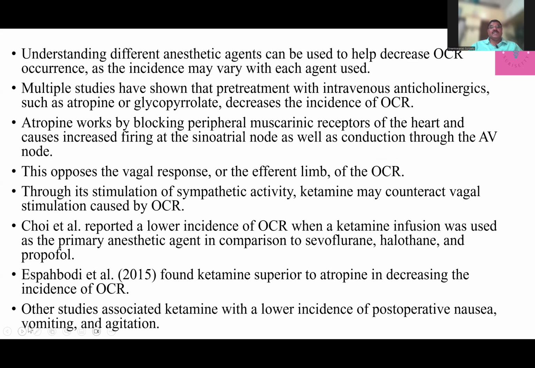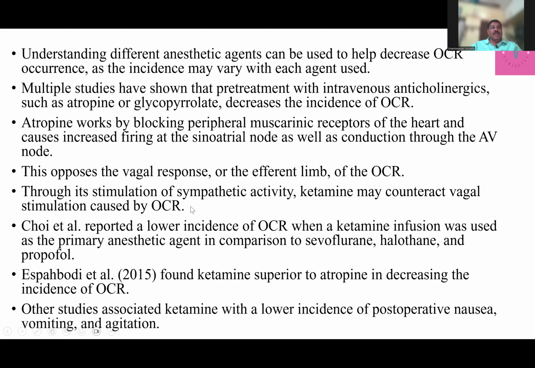Understanding the different anesthetic agents can help to decrease ocular cardiac reflex, as incidence may vary with each agent used. Multiple studies have shown that pre-treatment with intravenous anticholinergics such as atropine and glycopyrrolate decreases the incidence of ocular cardiac reflex. Atropine works by blocking the muscarinic receptors of the heart and causes increased firing of the SA node as well as conduction through the AV node. So this opposes the vagal response, the efferent limb of the ocular cardiac reflex. Through its stimulation of sympathetic activity, ketamine may counteract the vagal stimulation causing the ocular cardiac reflex.